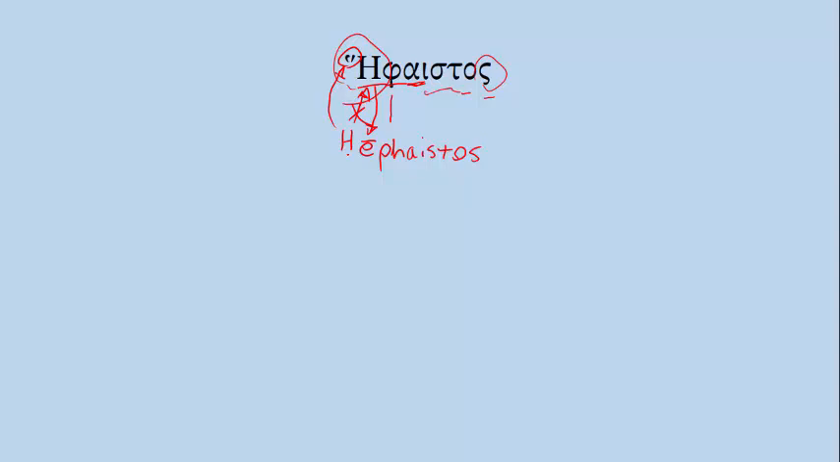Now you may have seen this name spelled like this and pronounced Hephaestus. And that's because this is the way that the Romans transliterated it into Latin. And the name Hephaestus comes to English through Latin. They had slightly different rules for transliterating Greek than we do.